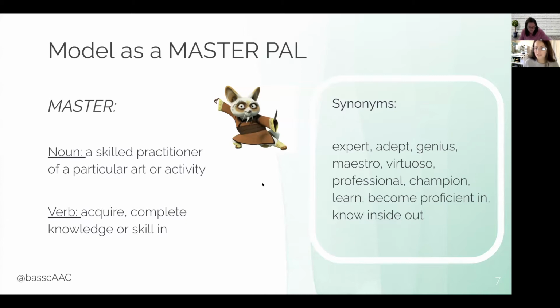All right, so MasterPal, what does that mean? Let's go through the definitions. Master, so this is where we're becoming a skilled practitioner. We're becoming skilled in an activity. We are getting knowledge and skill in it. So some synonyms: expert, becoming proficient in, know inside out. So this is where we are really getting into those communication partner skills and learning the how, the why, the what, so that we become proficient in understanding why those skills are important and being able to become those good communication partners for our students.